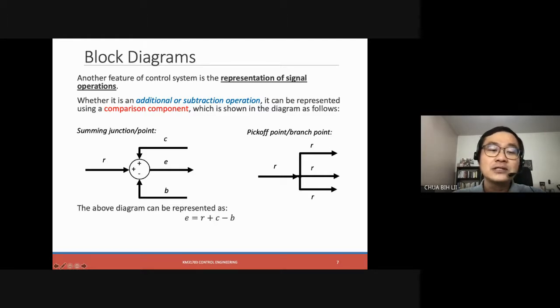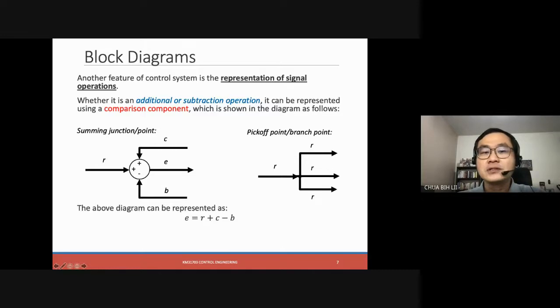All these three arrows are coming in, right? So you do the operation over here from all these three signals, sum them up, and the output would be E. So here we could represent this diagram as E equals plus C plus R minus B. This is a simple operation that you can see from the diagram itself.